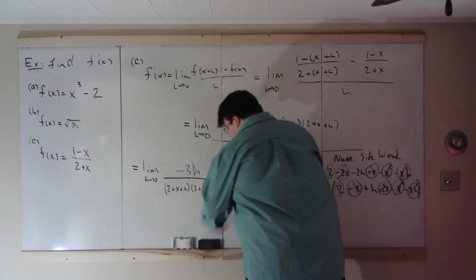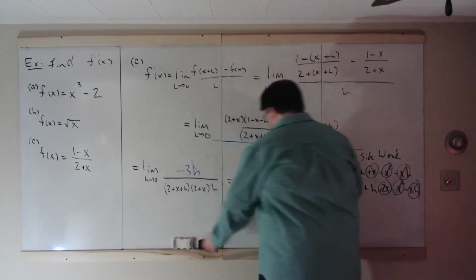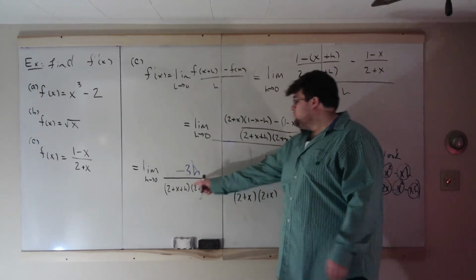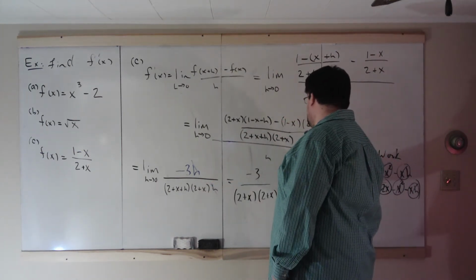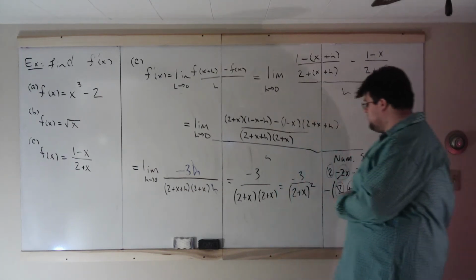Maybe I'll erase it and make it actually look like a plus sign. So on top you get a negative 3. Bottom you get 2 plus x times 2 plus x. And that's just negative 3 over 2 plus x squared.